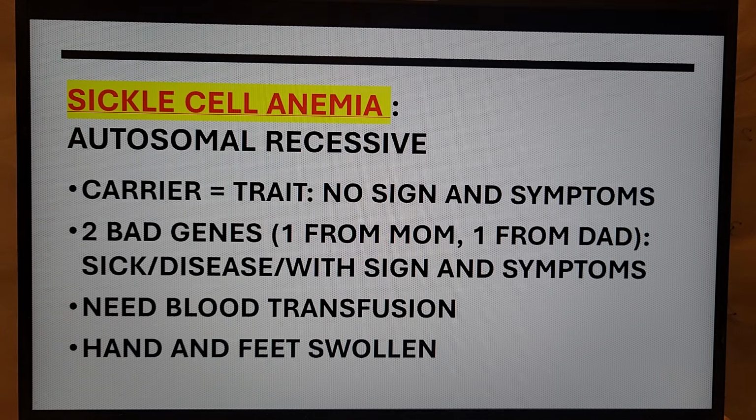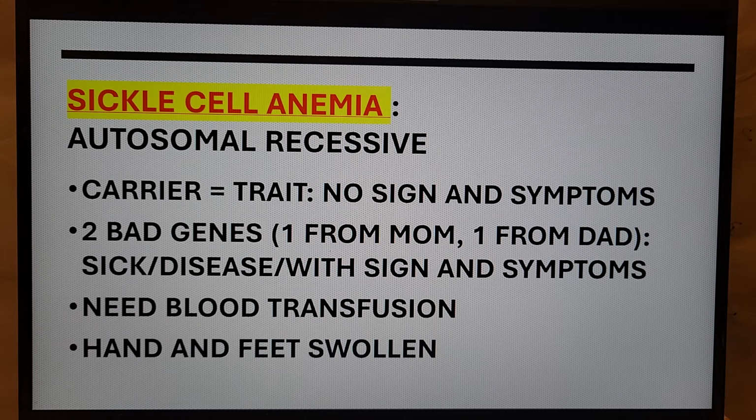All right, sickle cell anemia. Autosomal recessive means mom and dad guilty, right? If mom gives one bad gene and dad gives a bad gene, then the child will be sick, right? Remember, carrier is the same as trait, meaning they have one good gene and one bad. So they don't have sign and symptom, right?